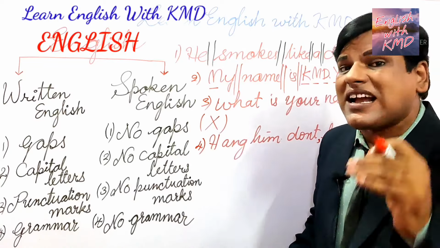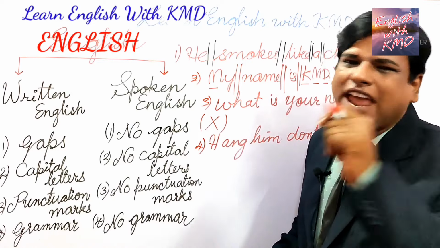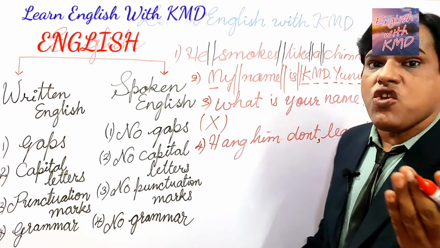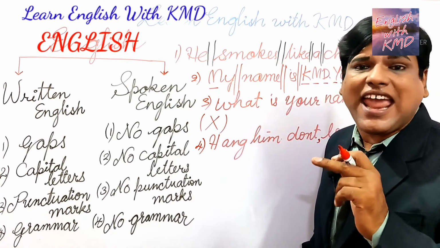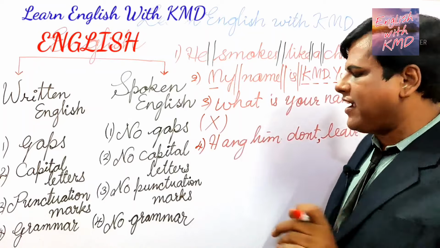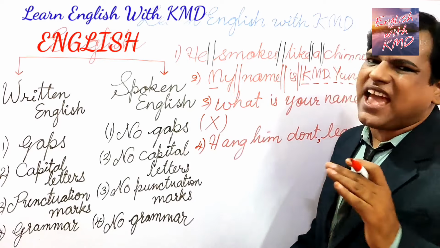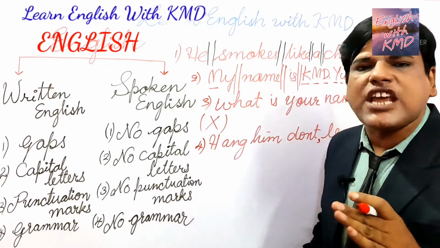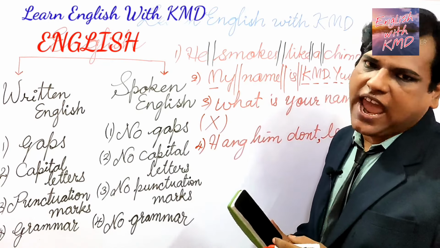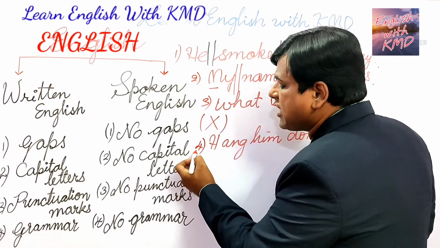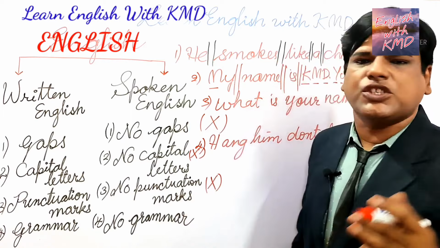Well, one single comma can save the life of a person, and one single comma can endanger the life of a person. As you saw with your own eyes, the comma was after the second word him, and the meaning totally changed. Now the comma is after the third word, that is don't, and the meaning has completely changed. Hang him, don't leave him, or it is hang him, don't leave him. So we never use capital letters in spoken English, and we never use punctuation marks in spoken English.